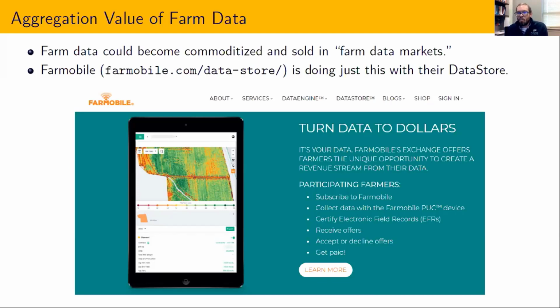I couldn't tell you to what extent this data store has developed, or how many acres they have, or how many farmers are participating. But it's kind of a proof of concept that, yeah, there is a lot of demand, or at least some demand, for this kind of farm data. And if the price is right, farmers would be willing to contribute.